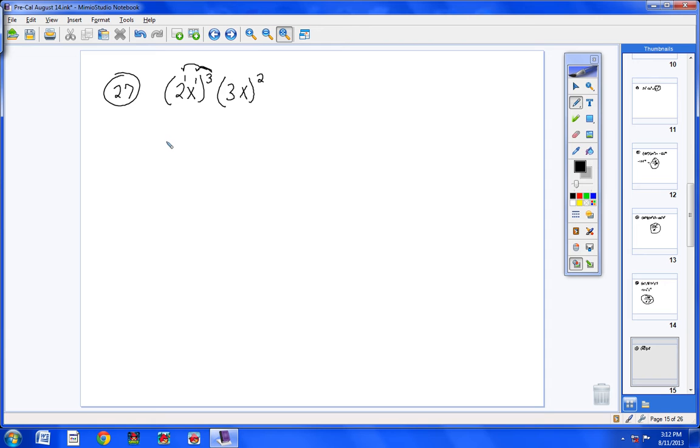Now, what I would end up with is, get this mouse real quick, would be 2 to the 3rd power. I'm using my mouse right now, so excuse me while I do that. My computer pen's not working. There. We would have 2 to the 3rd power and x to the 3rd power, because what I did is I took 3 times 1 and 3 times 1. All right?